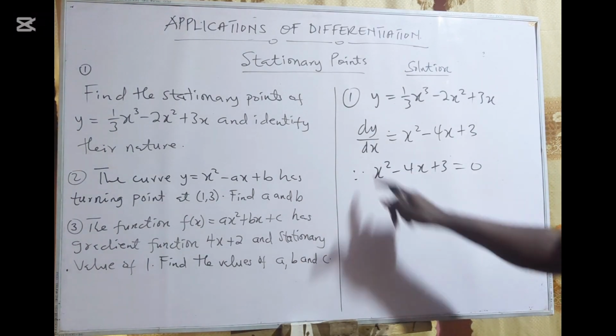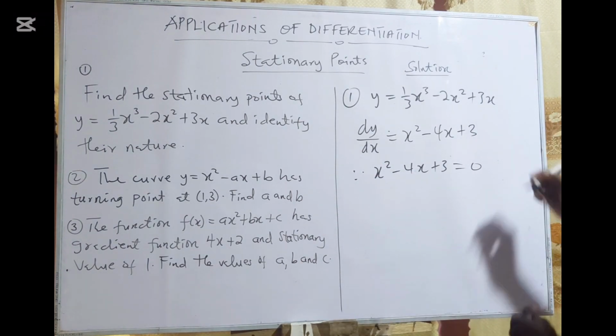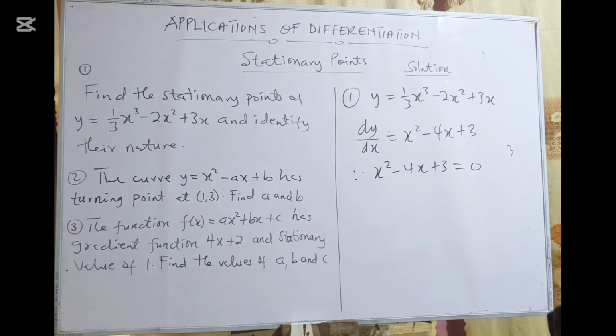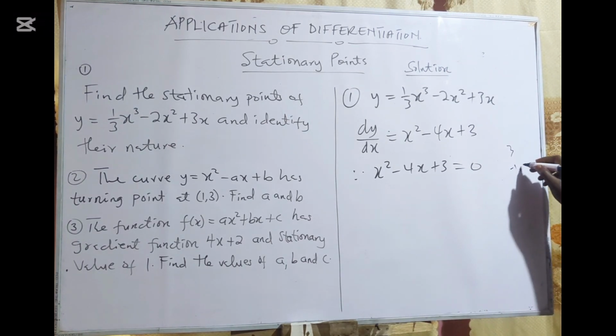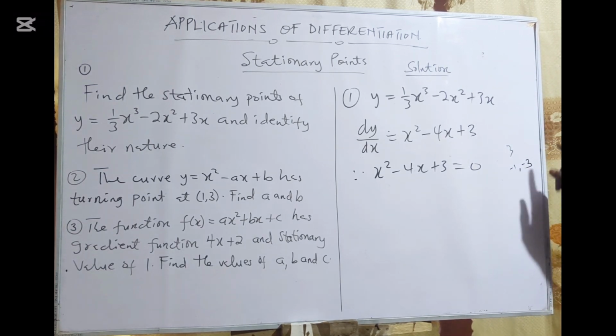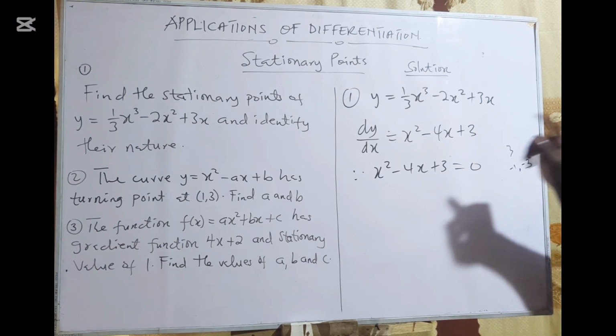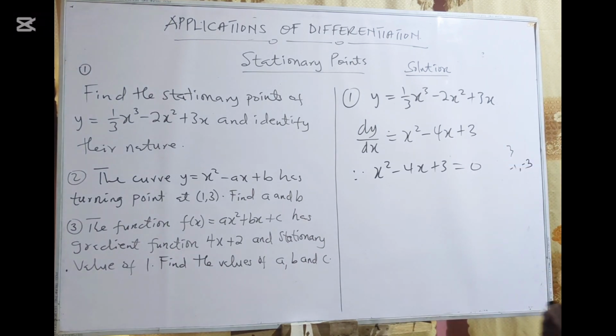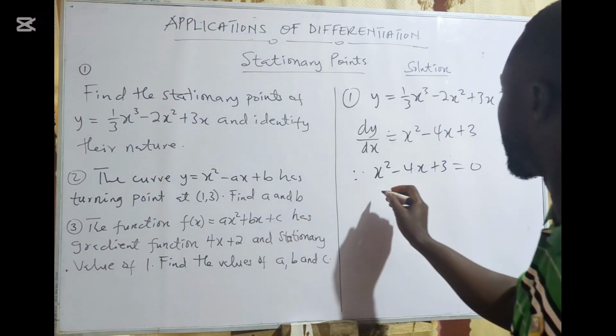So the coefficient of x squared is 1, times 3 we are going to get 3. Two factors of 3 that will give us negative 4: you can get negative 1, negative 3. Minus 1 times minus 3 is 3, and minus 1 plus minus 3 is minus 4.